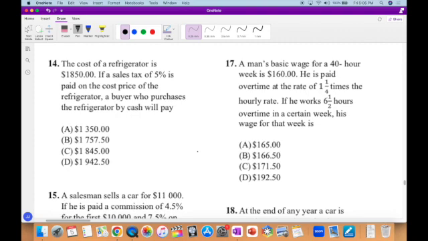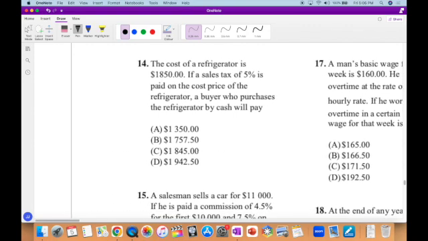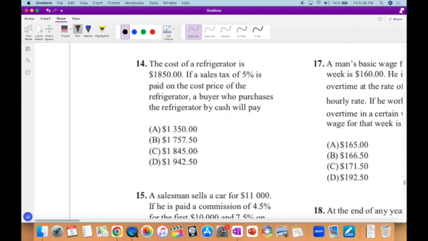Number 14. The cost of a refrigerator is $1,850. If a sales tax of 5% is paid on the cost price of the refrigerator, a buyer who purchases the refrigerator for cash will pay... So I guess we have to find 5% of the cost of the refrigerator, $1,850.